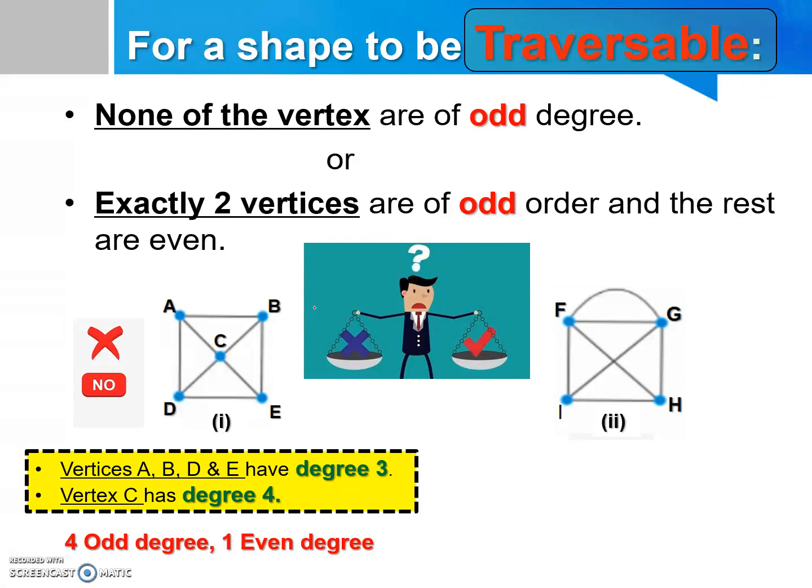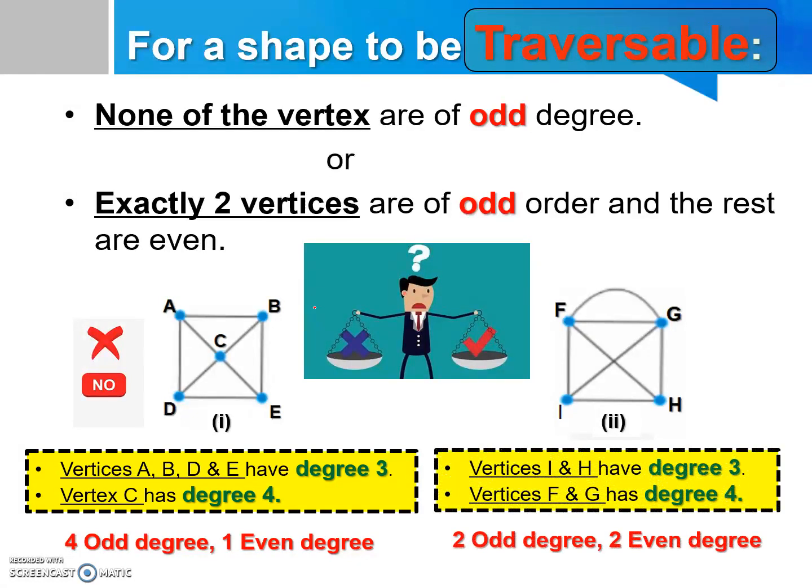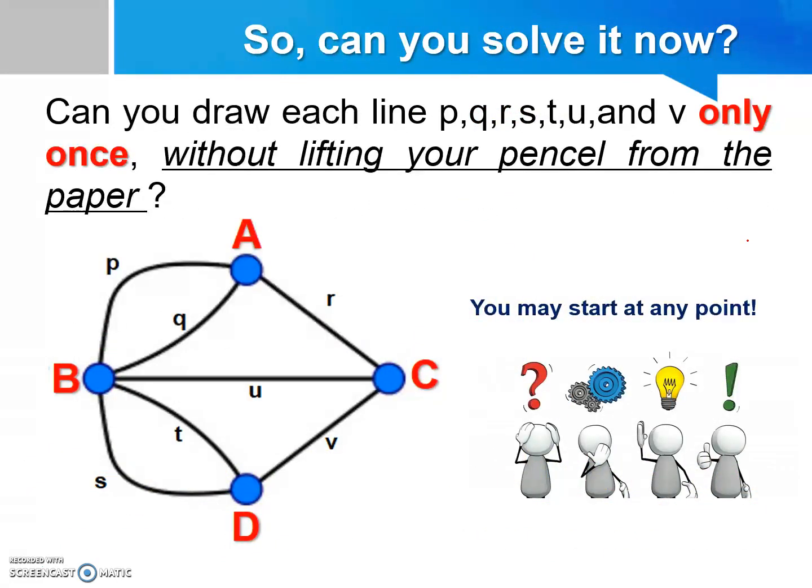However, for the second network, vertices I and H have degree of 3, while vertices F and G have degree of 4. So we can conclude that the network has 2 odd degrees and 2 even degrees. Since there are 2 odd degrees in the network, hence it is a traversable network. So, let's go back to the question just now. Can you now draw the lines passing all the edges once without lifting your pencil from the paper?